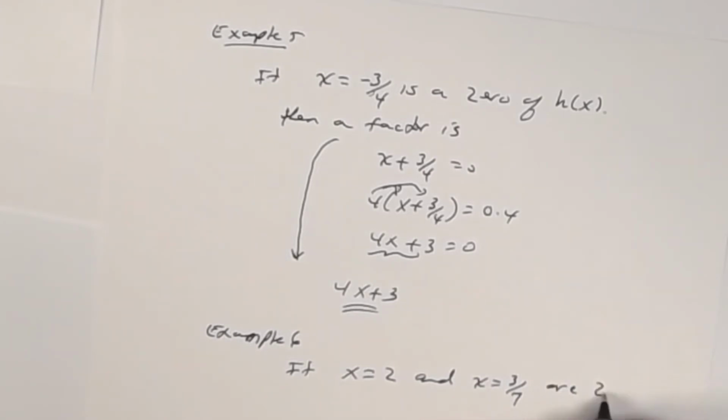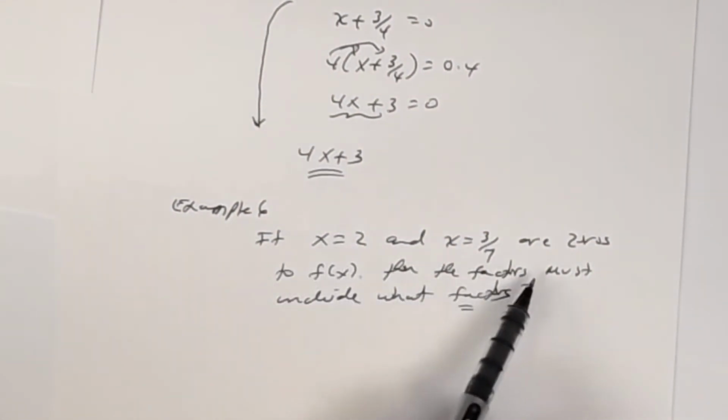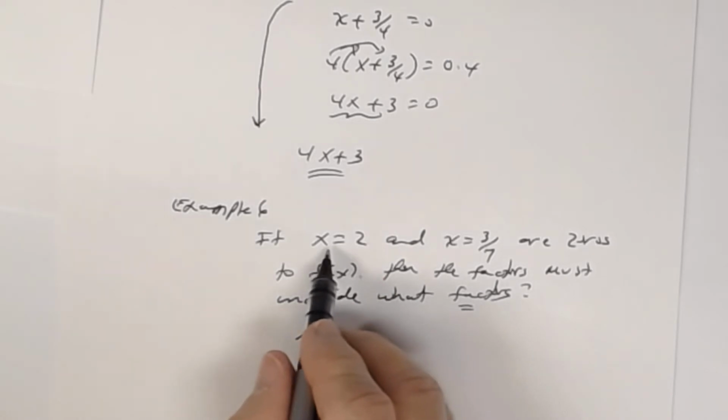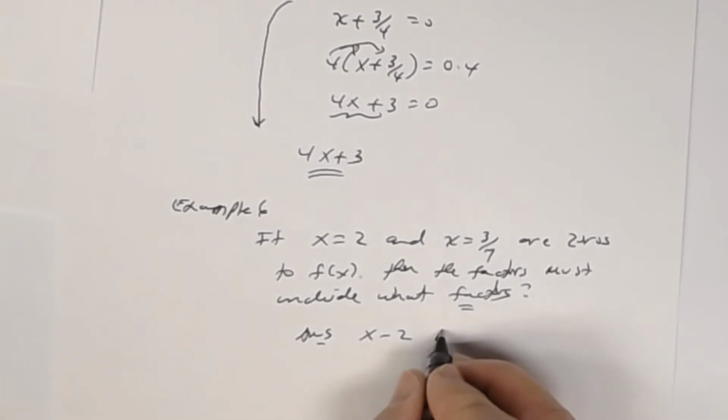3/7 are zeros to f of x, then the factors must include what factors? Okay, so we know that 2 zeros of f of x are these two. All right, so then your answer, this one's easy. So if x equal 2 is a 0, then x minus 2 is a factor. That one's easy. It's a factor.